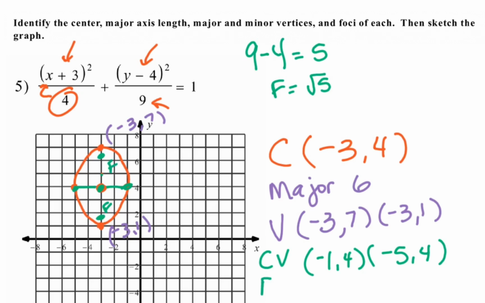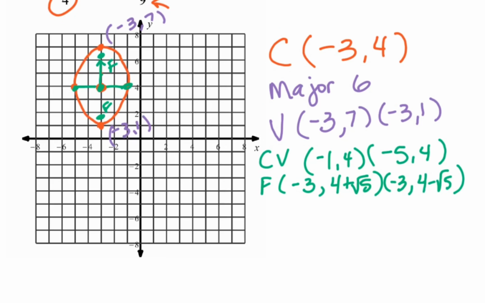As far as what you write for your foci ordered pairs, we're going to write -3. And then we started at +4 and we went up √5. So I'm going to say 4 plus the √5. And then for the other one it was -3, and then you start at 4 and you subtract the √5. Now alternatively, you also could write -3, comma, and then 4 plus or minus the √5. So one thing you need to make sure you do is if your center is not 0, 0, writing down your vertices and your foci is going to be a little bit harder to do. You've got to pay attention to where you are and where things are on that ellipse.